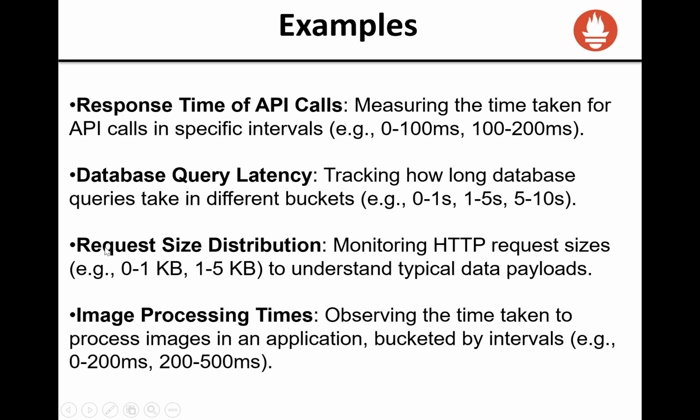The third example is request size distribution. Monitoring HTTP request sizes like 0 to 1 KB, 1 to 5 KB to understand typical data payloads. And the fourth example is image processing time. Here, observing the time taken to process images in an application, bucketed by intervals like 0 to 200 milliseconds, 200 to 500 milliseconds.